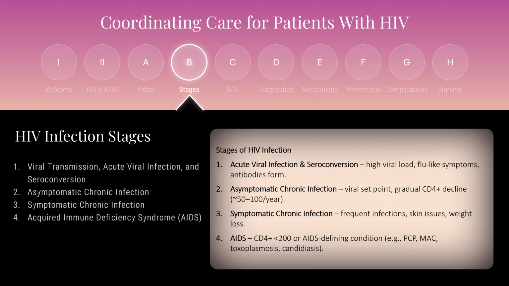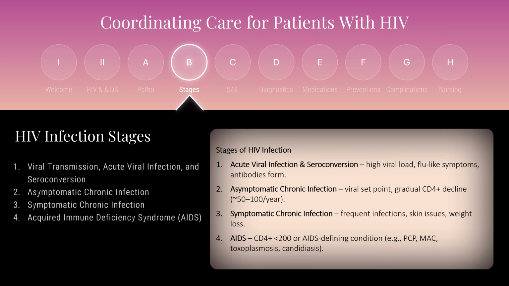On the next stage, the second, asymptomatic chronic infection, the CD4 count rises again, the viral load drops to a set point, and the immune system holds the virus in check but does not eliminate it. The average CD4 plus loss is like 50 to 100 cells per year, and this can last about 10 years untreated.